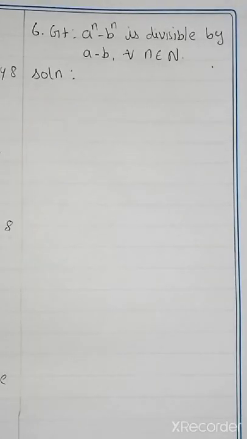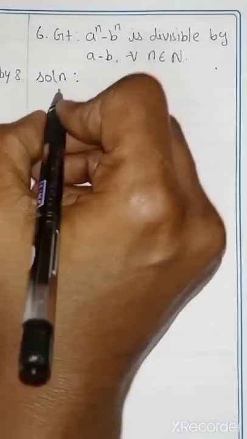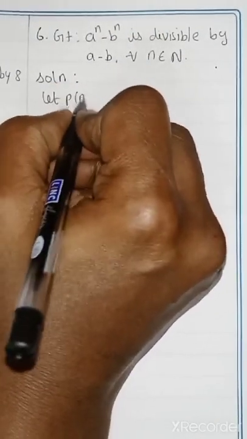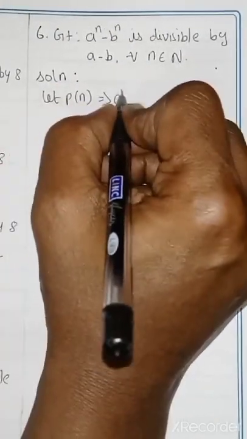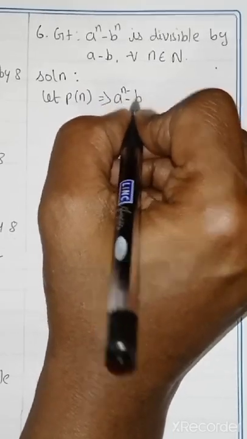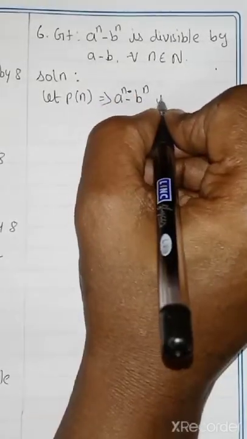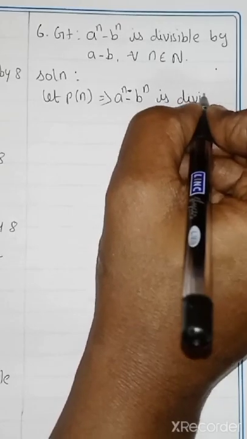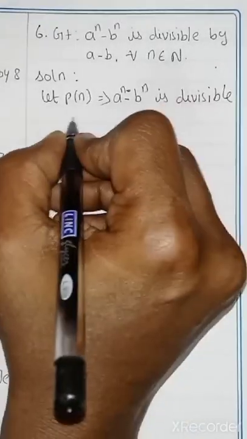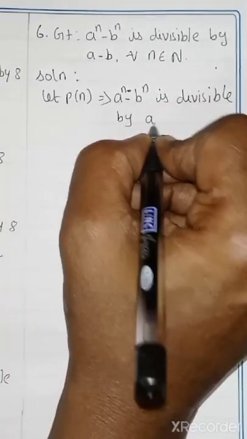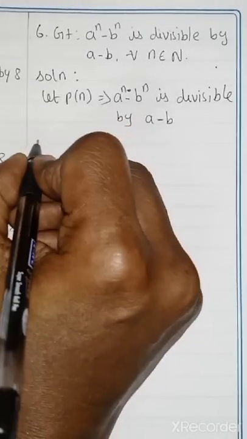Your sixth question, like your previous problem. a power n minus b power n is divisible by a minus b. So what is your first step? Let P of n imply a power n minus b power n is divisible by a minus b. Okay, and what is your first step?